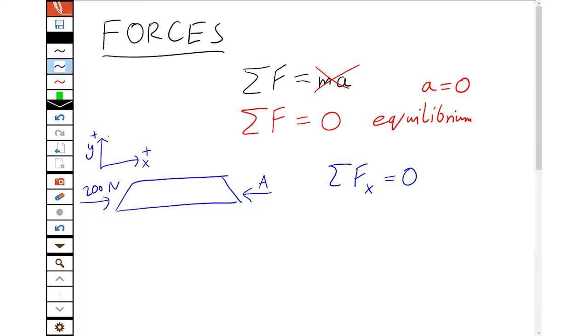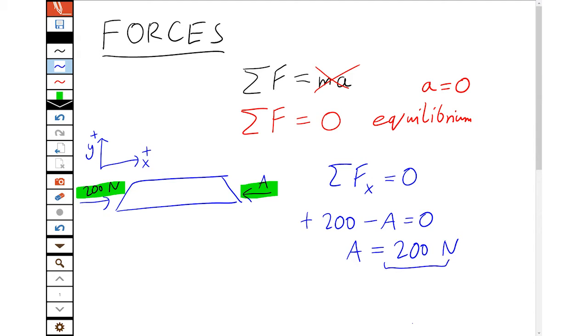So the sum of all the horizontal forces here, we have 200 newtons going to the right, so that's plus 200. And we have A pushing to the left, so that's minus A is 0. And so we find A is also plus 200 newtons. Now remember, that plus means it's in the direction of the arrow we drew at the start. So it's to the left, as we'd expect.